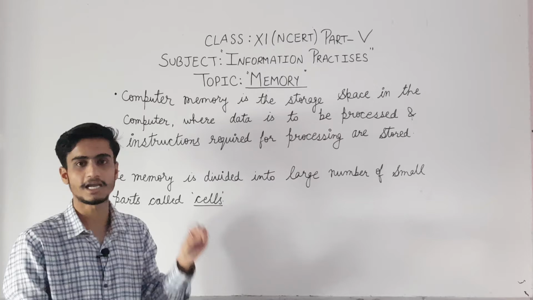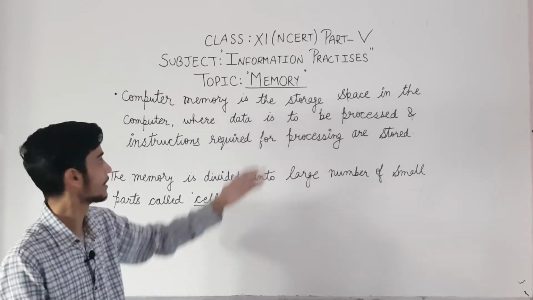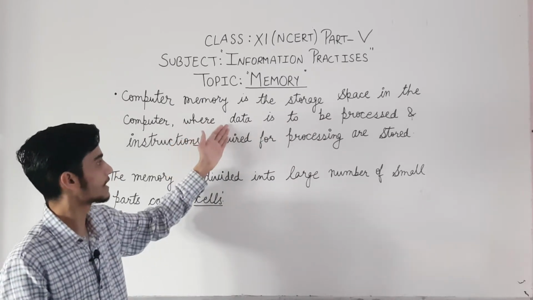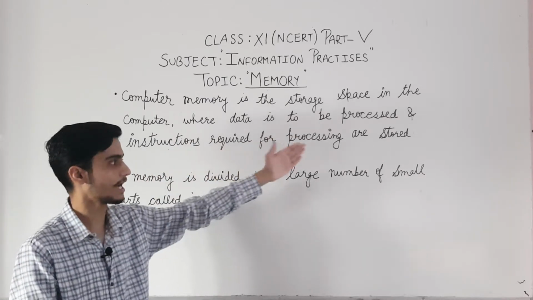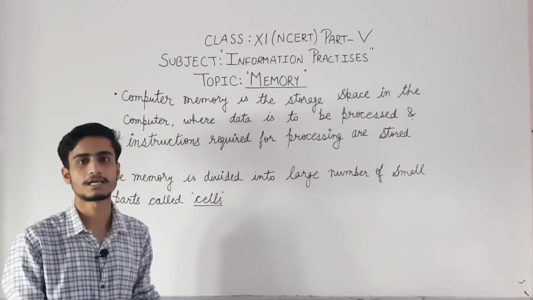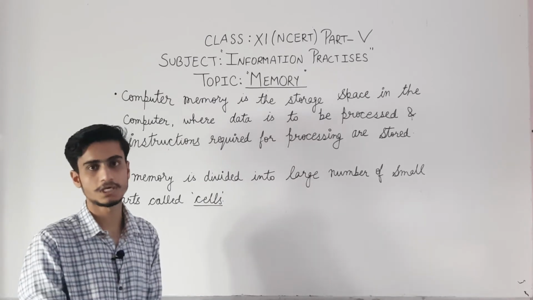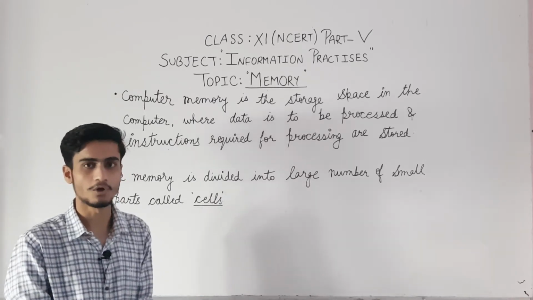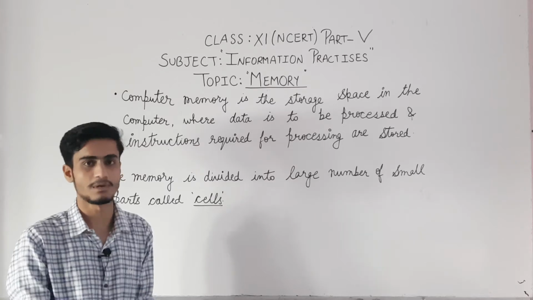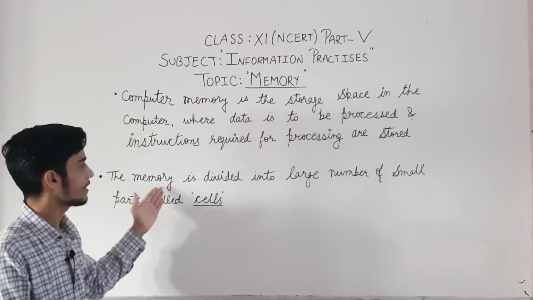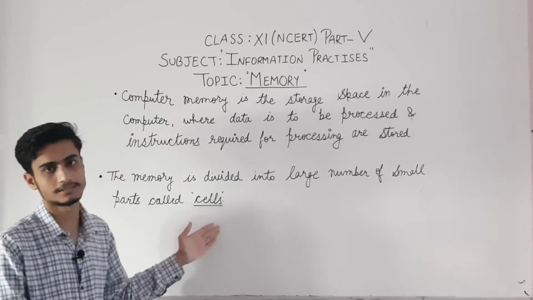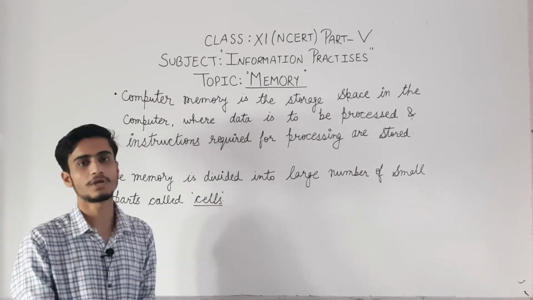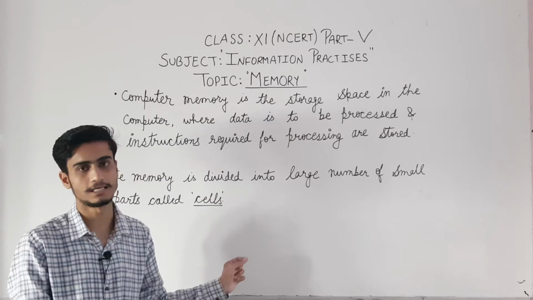Coming to the definition, computer memory is the storage space where all the data and instructions are stored in the computer, where data is to be processed and instructions required for processing are stored. So all the data that needs to be processed is stored firstly in the primary memory. The memory is divided into a large number of small parts called cells.